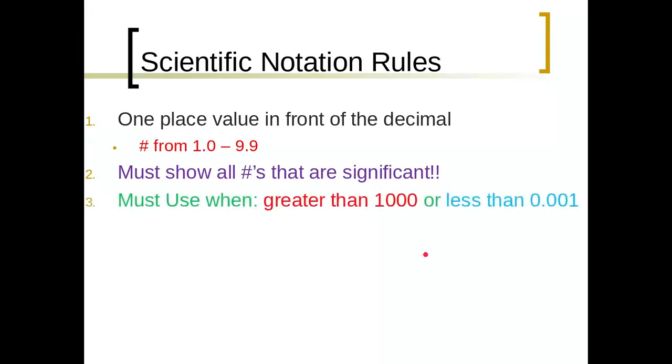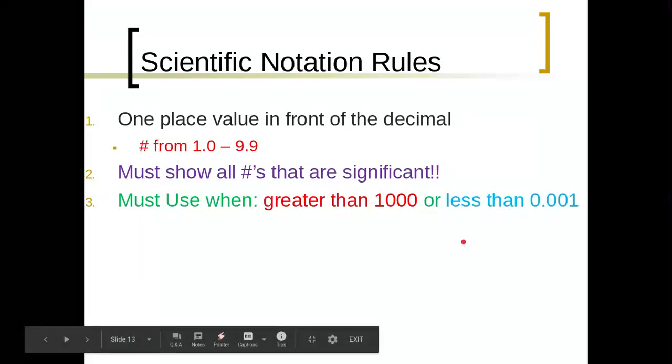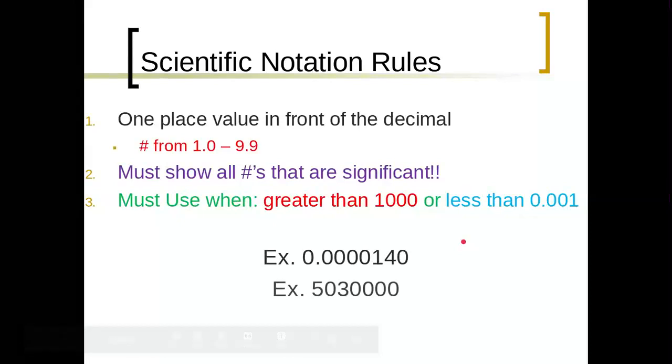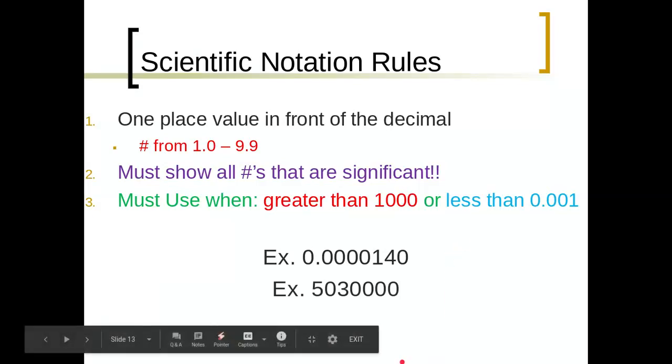And the last thing is we always want to use this if we have a number bigger than 1,000 or less than 1,000. So basically, if you have 4 digits or more, we want to see it in scientific notation, because it just makes it easier. So again, I want you to try out these two problems quickly in the Edpuzzle and tell me what you come up with. Okay, and then we'll talk about it in class to make sure we're all on the same page. All right.